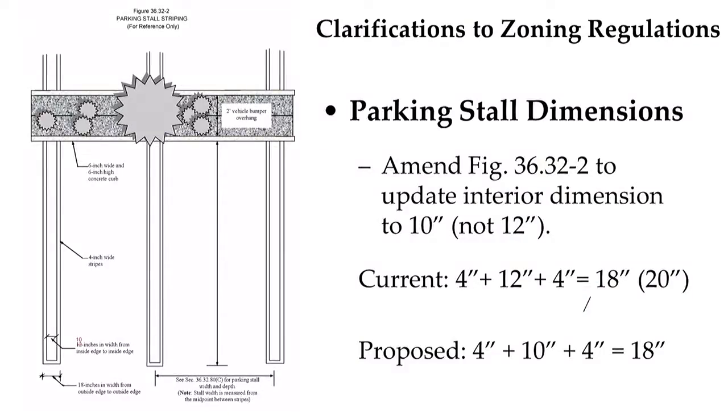Staff's also proposing to amend this figure of the parking stall striping graphic. The parking stripes, as you see, are noted to be 18 inches from outside edge to outside edge, and the stripes are supposed to be 4-inch stripes each. The interior dimension was showing 12 inches, and if you do the math there, the 4 and 4 and 12 do not equal 18. So we would amend the dimension there to show 10 inches so that it will equal the appropriate 18 inches.